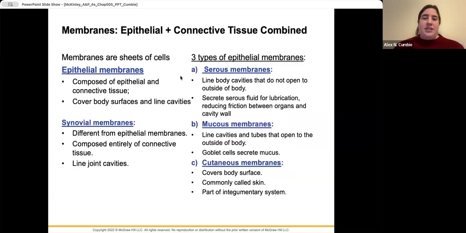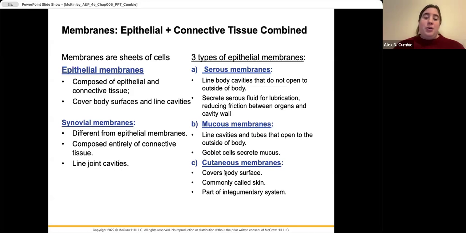So I have a quick summary slide for these types of things. These membranes are just your epithelial and connective tissue combined. We have already talked about serous membranes. Mucous membranes, again, have the same kind of layers, an epithelial and connective tissue layer, but they produce mucus. So wherever we might find goblet cells, which is the digestive and respiratory tract.